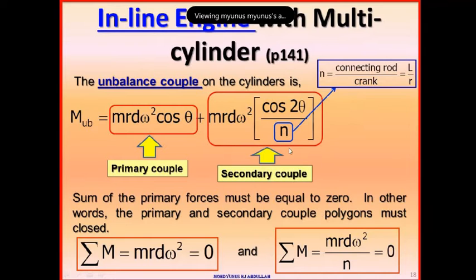These are the couples. Look at the equation, no change. This one has been used in the inline engine. This one is the primary couple, this one the secondary couple. But this time around you have what? Primary couple direct crank, primary couple reverse crank, secondary couple direct crank, secondary couple reverse crank. You have four now, isn't it? Four now, compared to two earlier.